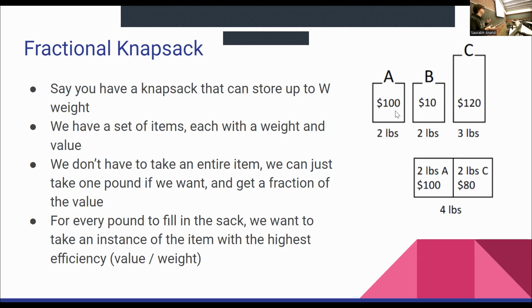And in this case, this is actually a pretty simple greedy policy. We just want to take the highest unit value of an item, right, which means the value per pound. So for example, which has the highest unit value here? C is $40 per pound, like $120 divided by 3. A is $50 per pound because 100 divided by 2. So even though C is overall more valuable, it's better to take A.